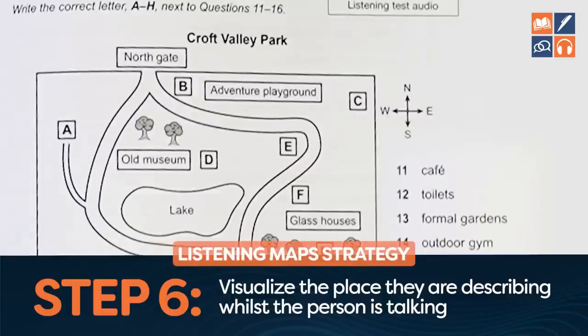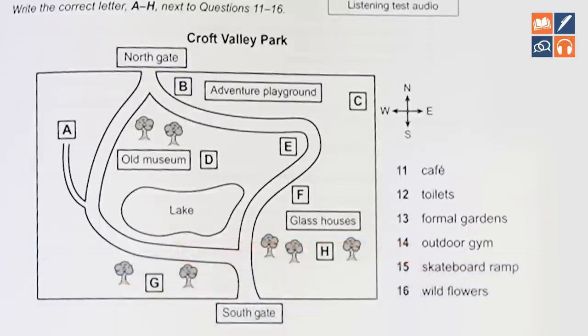So now the recording is starting. You want to try to visualize actually walking through these places. You can close your eyes if you want. Probably not a great idea because you have to take notes, but try to actually walk down the paths. Try to actually imagine that you're walking past the glass house, past the lake. What is to the right of the lake?